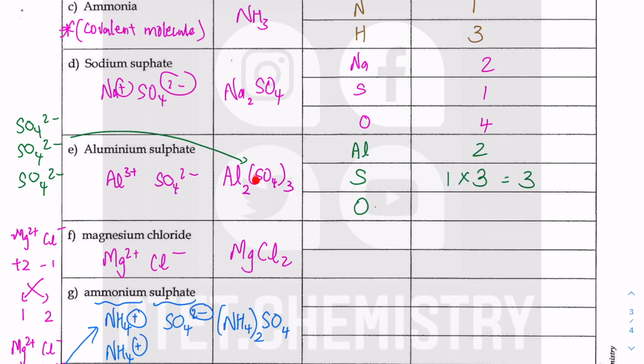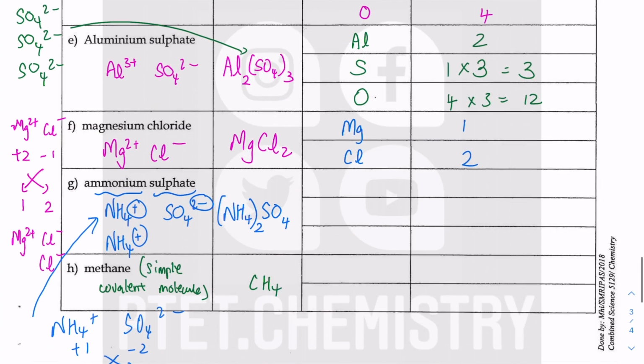Let's do the oxygen. Inside the bracket, you have 4 oxygen, but the whole thing, you have 3 of them. So in 1 unit, you have 4 oxygen, and now in 3 units, you have 4 and 4 and 4. So 4 times 3, which is 12 oxygen atoms altogether. On to the next one, magnesium and chlorine. This is a slightly easy one. 1 magnesium and 2 chlorine.